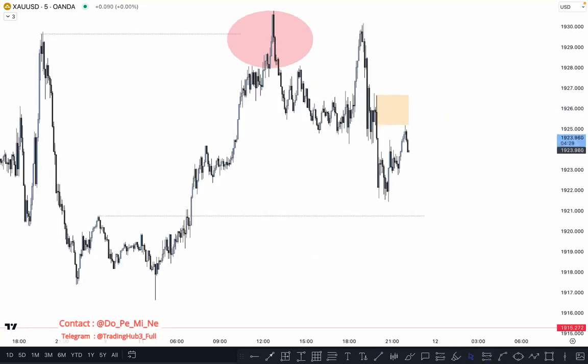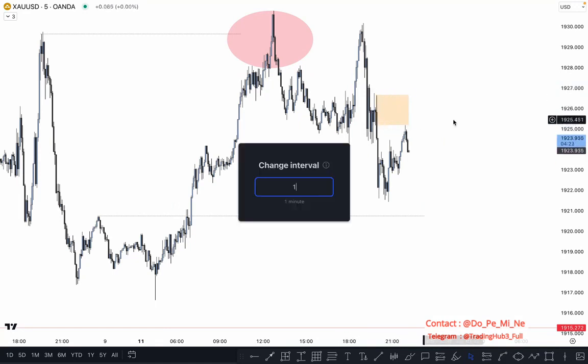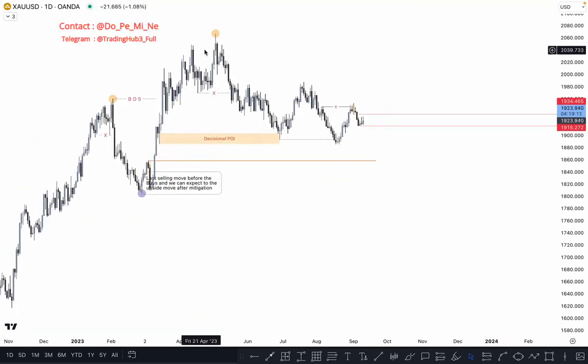Why did you not select the 2048 gold as a BOS? Which one are you talking about? I don't understand. So this one is a BOS, but there is no inducement in this case. That's why we transfer this high to here.